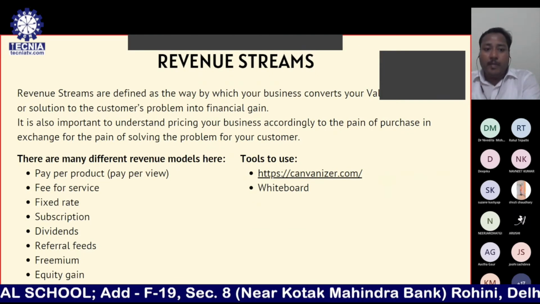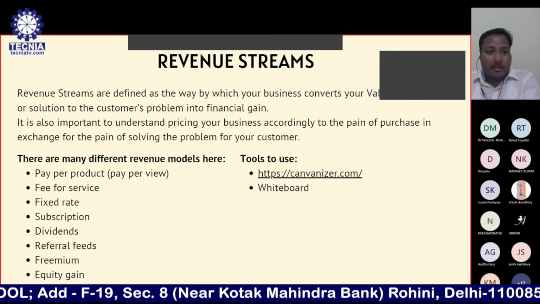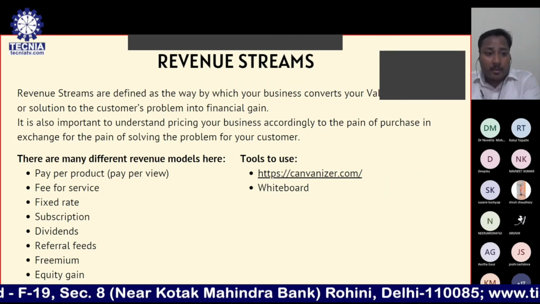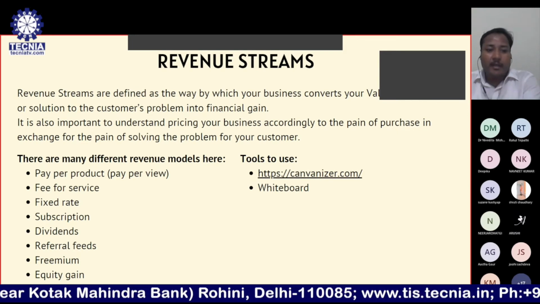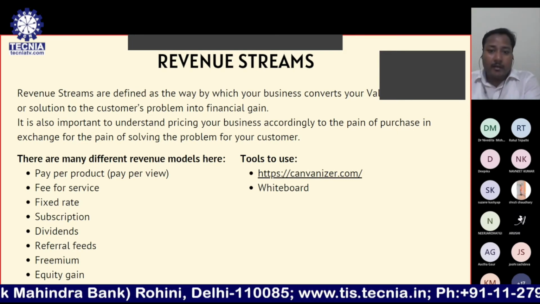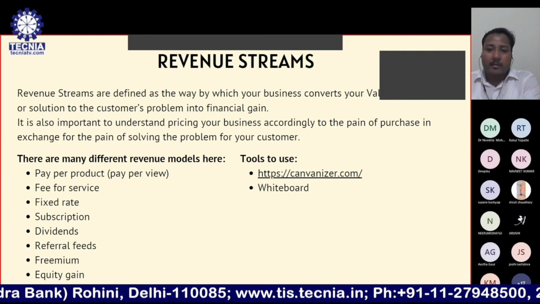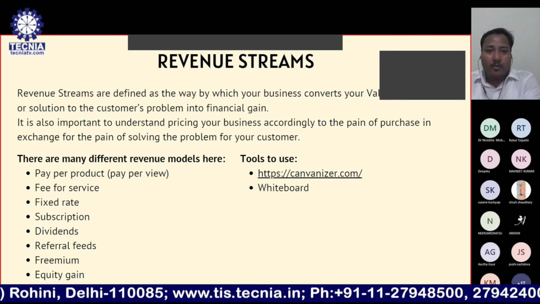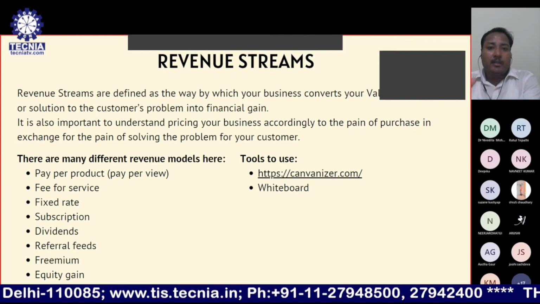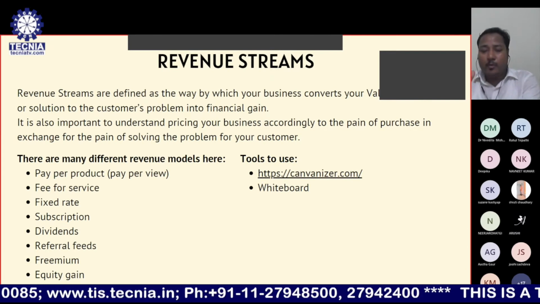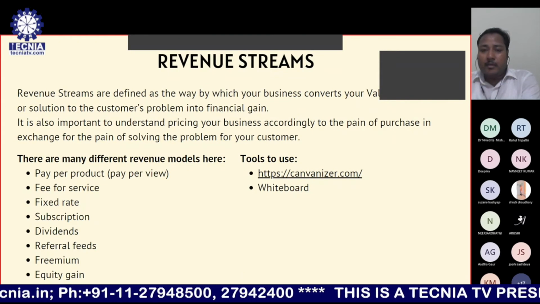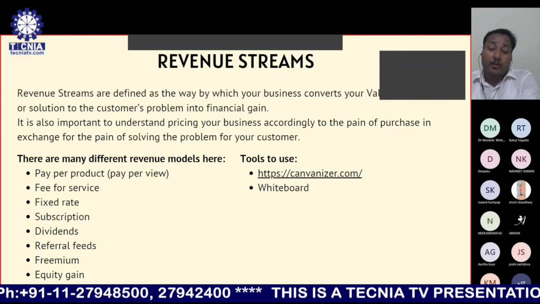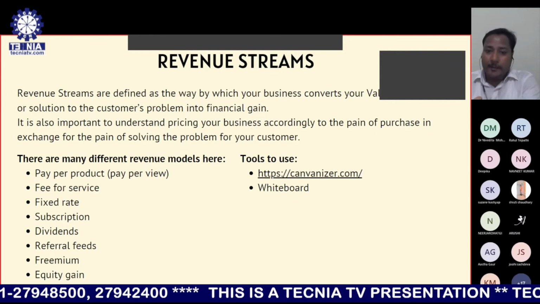So there may be different revenue models here: pay per product, fee for service, fixed rate, subscription, dividend, freemium, equity gain. You can use some tools like Canvanizer or Whiteboard to understand this, but here you mostly have to write down what the revenue streams are, from which streams you are going to make money for your company.